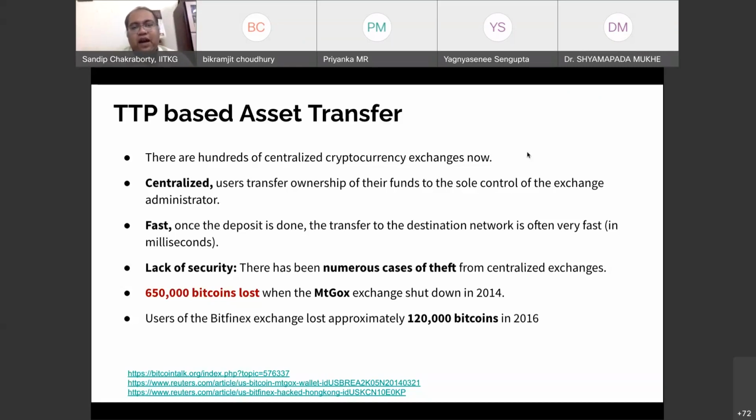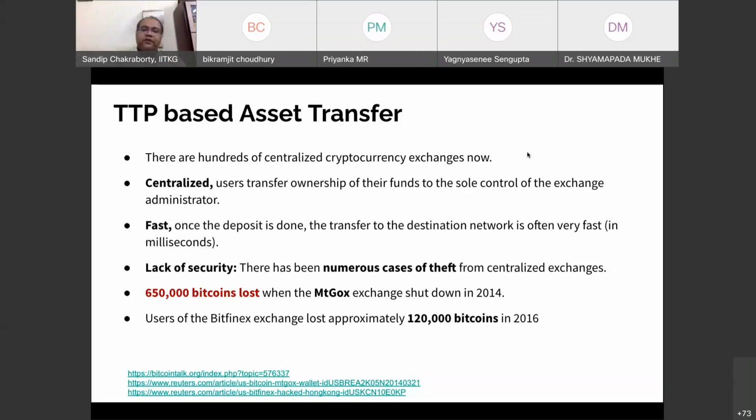Basically, you are transferring ownership of your funds to the sole control of the exchange administrator. You are transferring that one Bitcoin to the exchange with the expectation that the exchange will transfer 33 Ethereum to the Ethereum network. So you are explicitly trusting the exchange that it will not do any malicious activity, but will do the correct transfer by taking one Bitcoin from you and transferring 33 Ethereum to your friend.